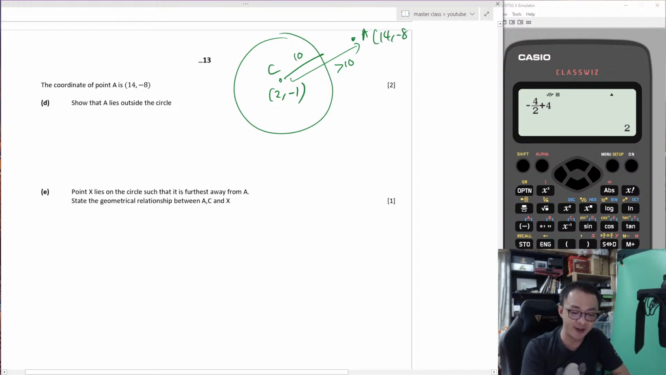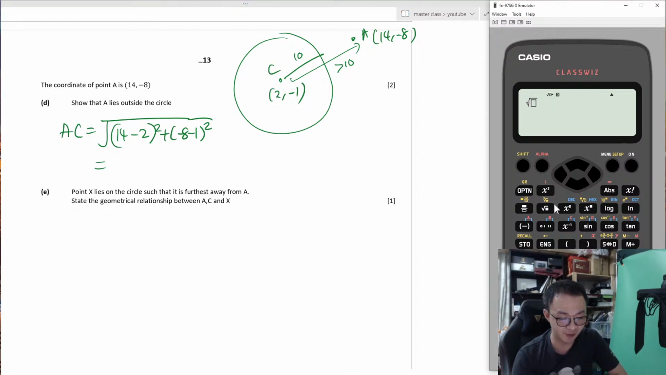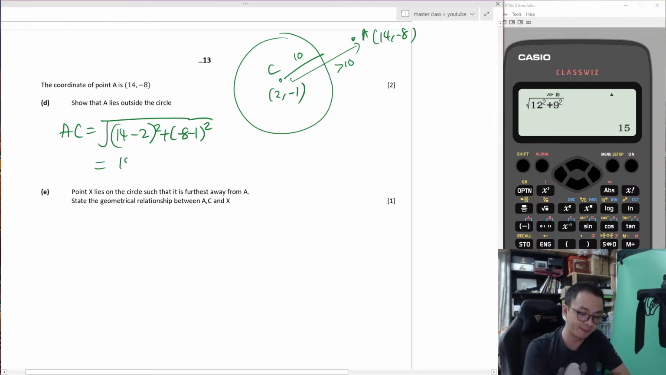A is 14, negative 8. So I will use the distance formula. I will call it AC. It will be square root of 14 minus 2 square plus negative 8 minus 1 square. So yeah, use a calculator for this one. 12 square plus 9 square. So it's 15. More than 10. So I will say therefore A lies outside of the circle.